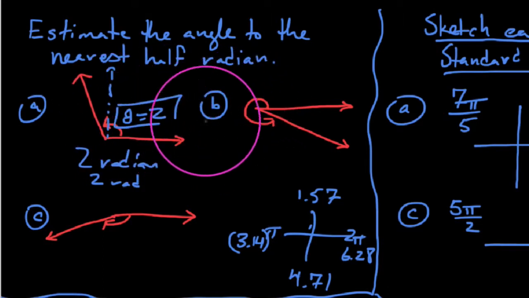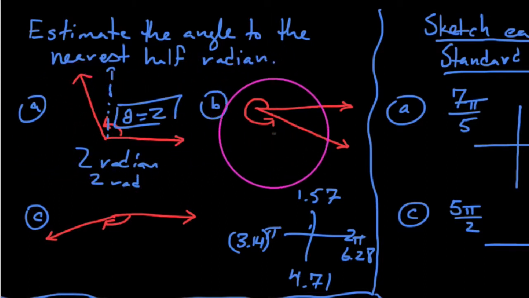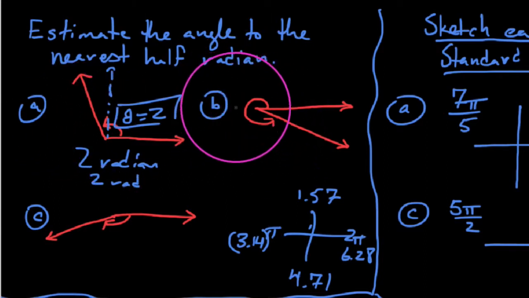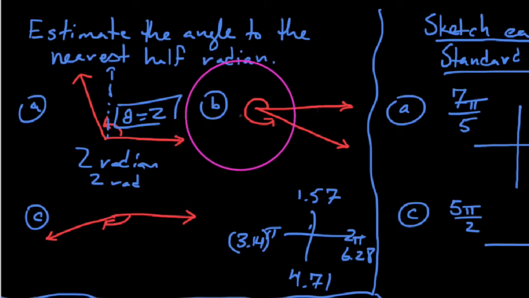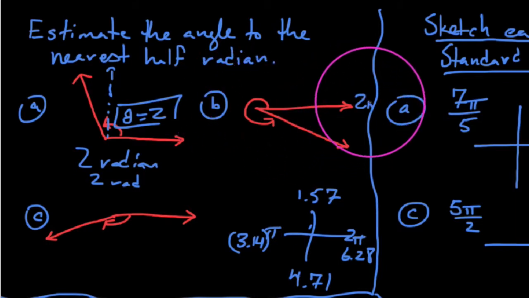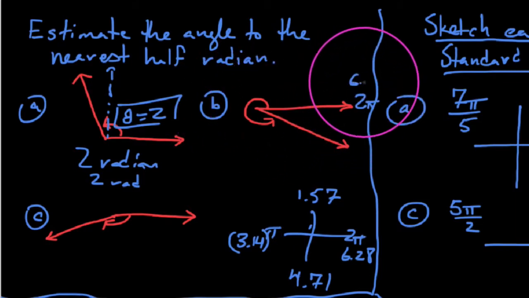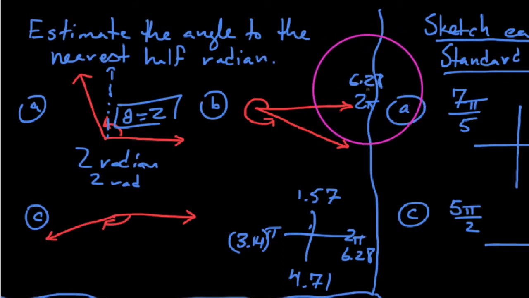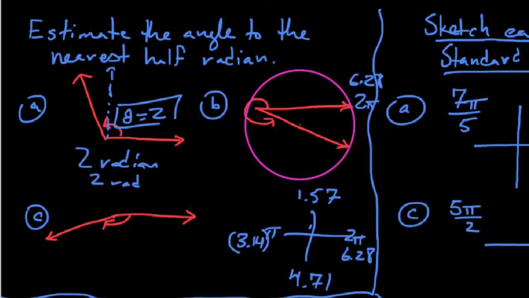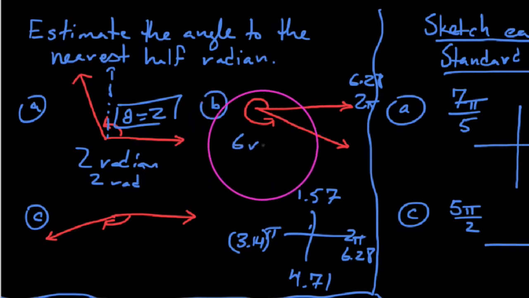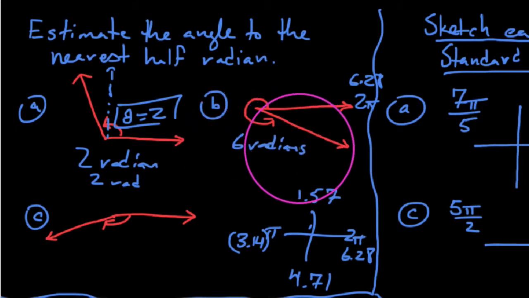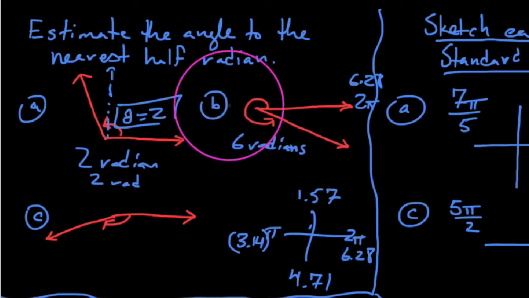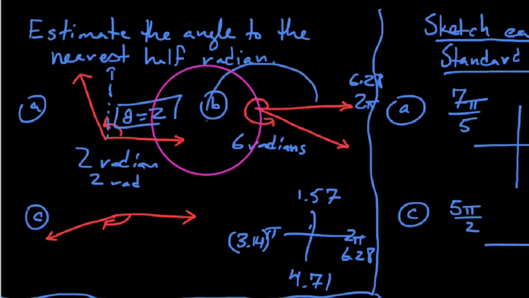So letter B is a little bit different from letter A in that we've already spun past pi here, so at least it's 3.14 radians. It's getting really close to a 2 pi radian measurement, or really close to 6.28. So if this is just shy of 6.28, then I might guess that this is about 6 radians, because about 6 radius lengths would fit into the arc length of a circle of radius r here.